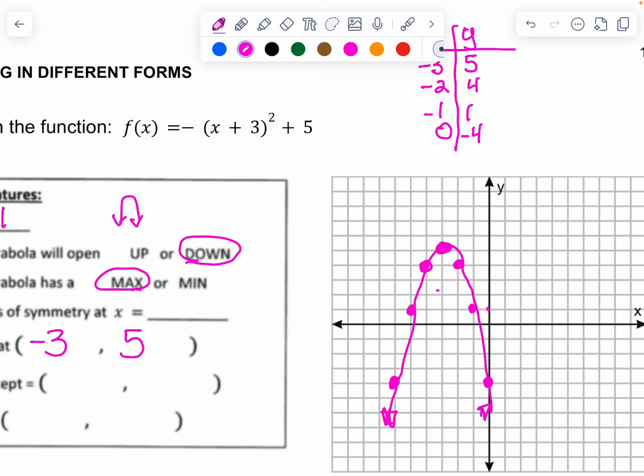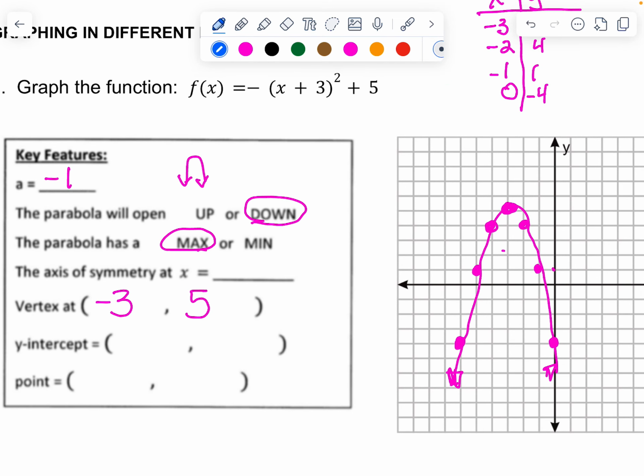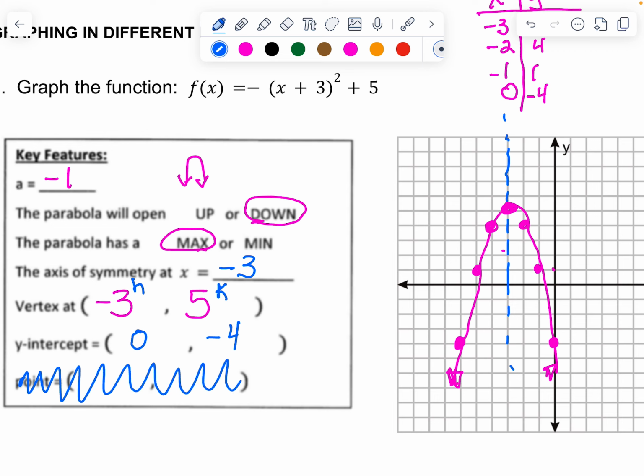You got your parabola. So now you can go back and answer some of the other ones if you weren't able to do it just from the equation. Your axis of symmetry, remember, that's this line. And it's going to be at x equals -3. Also matches up with our H. Your y-intercept, well, we could plug in 0, but we've already got it from our table. 0, -4, and don't worry about the point. You have plenty of points on your parabola.